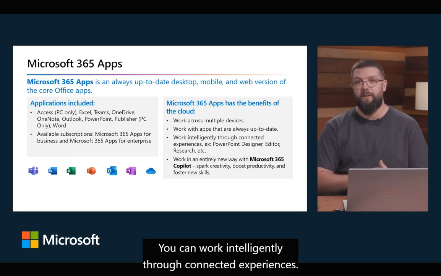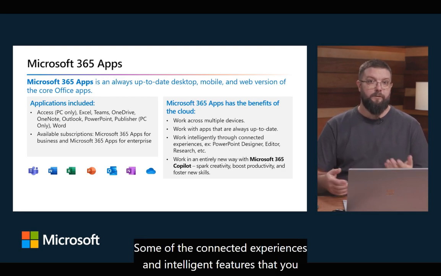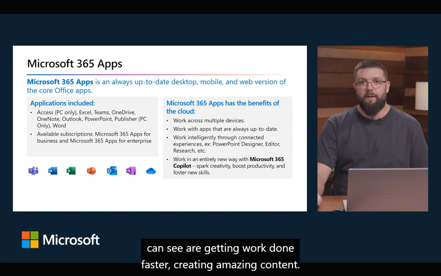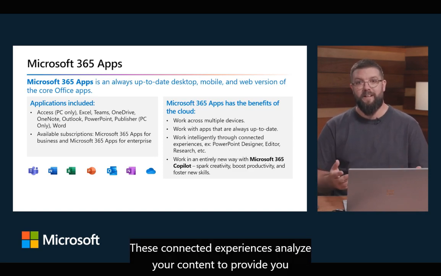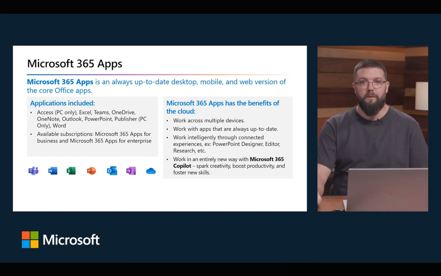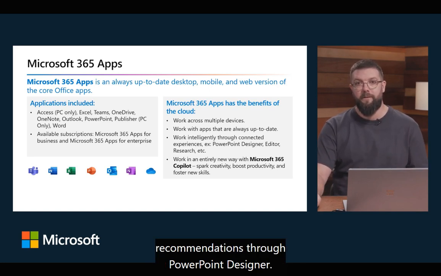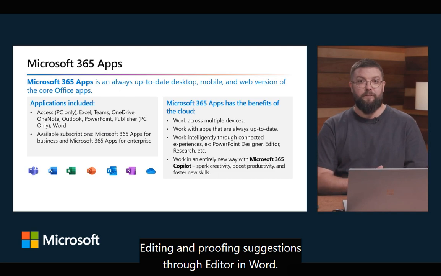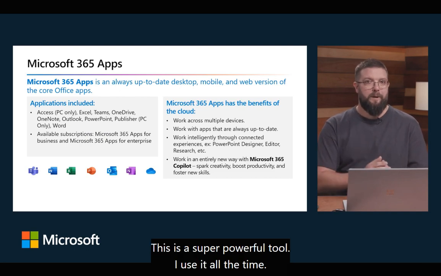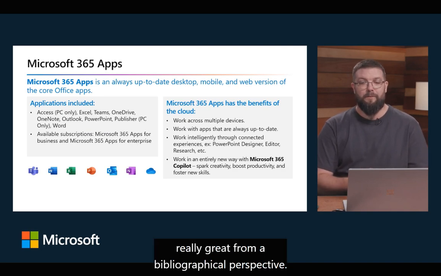You can work intelligently through connected experiences. So some of the connected experiences and intelligent features that you can see are getting work done faster, creating amazing content. So these connected experiences analyze your content to provide you with recommendations to improve your work. So, using PowerPoint to get design recommendations through PowerPoint Designer, editing and proofing suggestions through Editor in Word. And this is a super powerful tool. I use it all the time. Researcher in Word as well is really great from a bibliographical perspective.